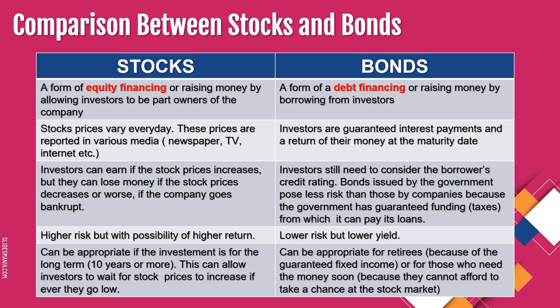For stocks, higher risk but with possibility of higher return. For bonds, lower risk but lower yield. Stocks can be appropriate if the investment is for the long term, 10 years or more. This can allow investors to wait for stock prices to increase if they go low. Bonds can be appropriate for retirees because of the guaranteed fixed income, or for those who need the money soon because they cannot afford to take a chance at the stock market.